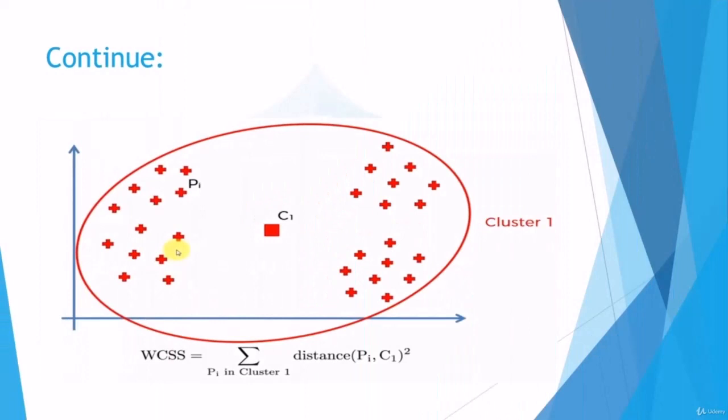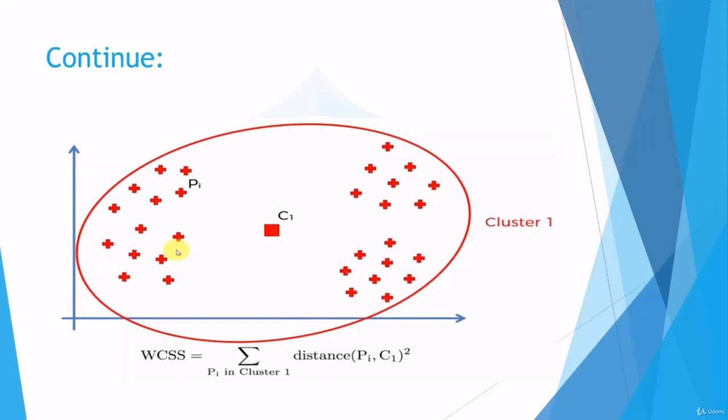In this, the data set is the previous data set only, but instead of 3 clusters we are taking 1 cluster only. So C1 is the centroid of the cluster and Pi are the data points. We will calculate the distance of each data point from the centroid and then square them, and after squaring them we will sum them.